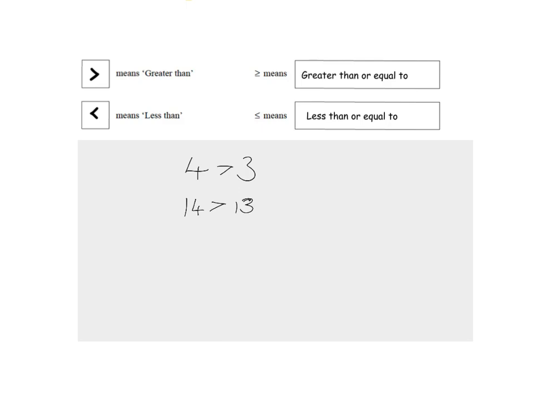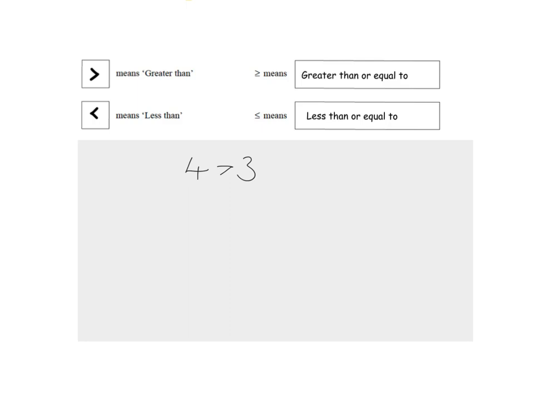Let's go back to that 4 is greater than 3. So let's get rid of that now. And let's imagine taking a number away. So let's say we took away 10 from both sides this time around. So if I take away 10 from the left-hand side, I get minus 6. If I take away 10 from the right-hand side, I get minus 7. And minus 6 is greater than minus 7. So again, the inequality hasn't changed from what it was previously.